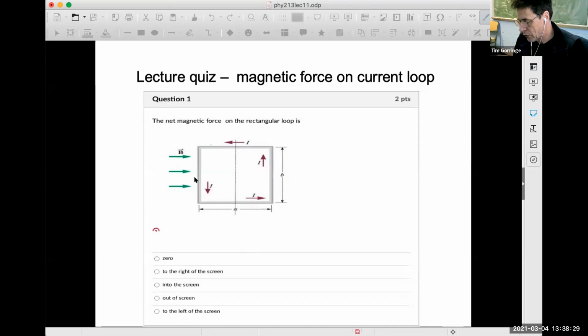If you remember, the vertical sides, the left and right, experience forces, and the horizontal sides experience no forces. Also, the vertical sides experience forces of the same size when we calculated it, but in opposite directions. So if you add up all the forces acting on the rectangular loop, two of them are zero to start with, and the other two are equal and opposite, so there's no net force, no overall force, no total force on the current carrying loop.